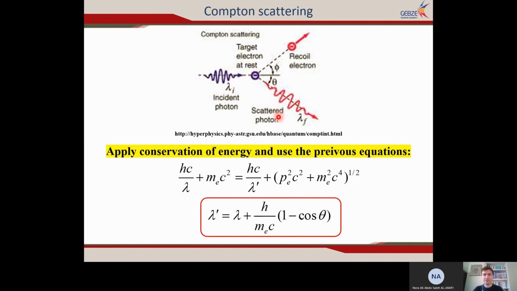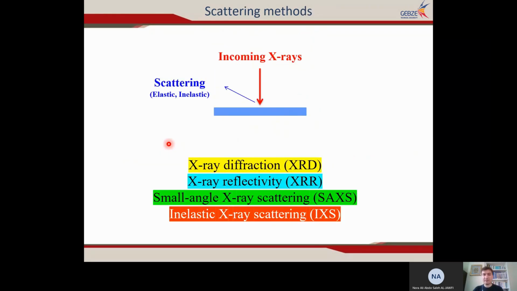No, it's clear. Okay. Then what about methods? And within the scope of this course, during this semester, I will explain what is X-ray diffraction, and I will also spend some time to teach you X-ray diffraction based methods and also applications. And we will also learn X-ray reflectivity.